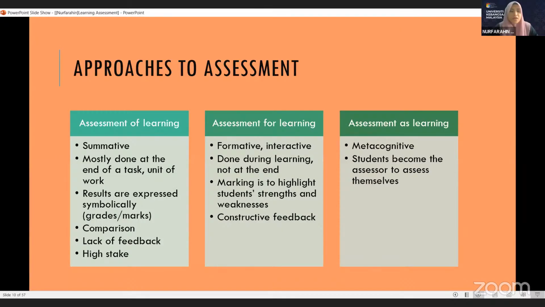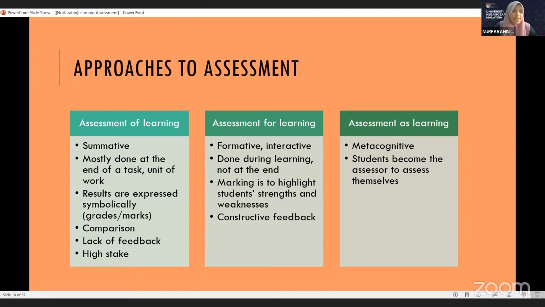Okay, next. This is the second component of the slide. We look at the approaches to assessment. The first thing that gets confused is the difference between assessment and evaluation. This is the second thing that makes assessment really confusing. Okay, there are three approaches to assessment.